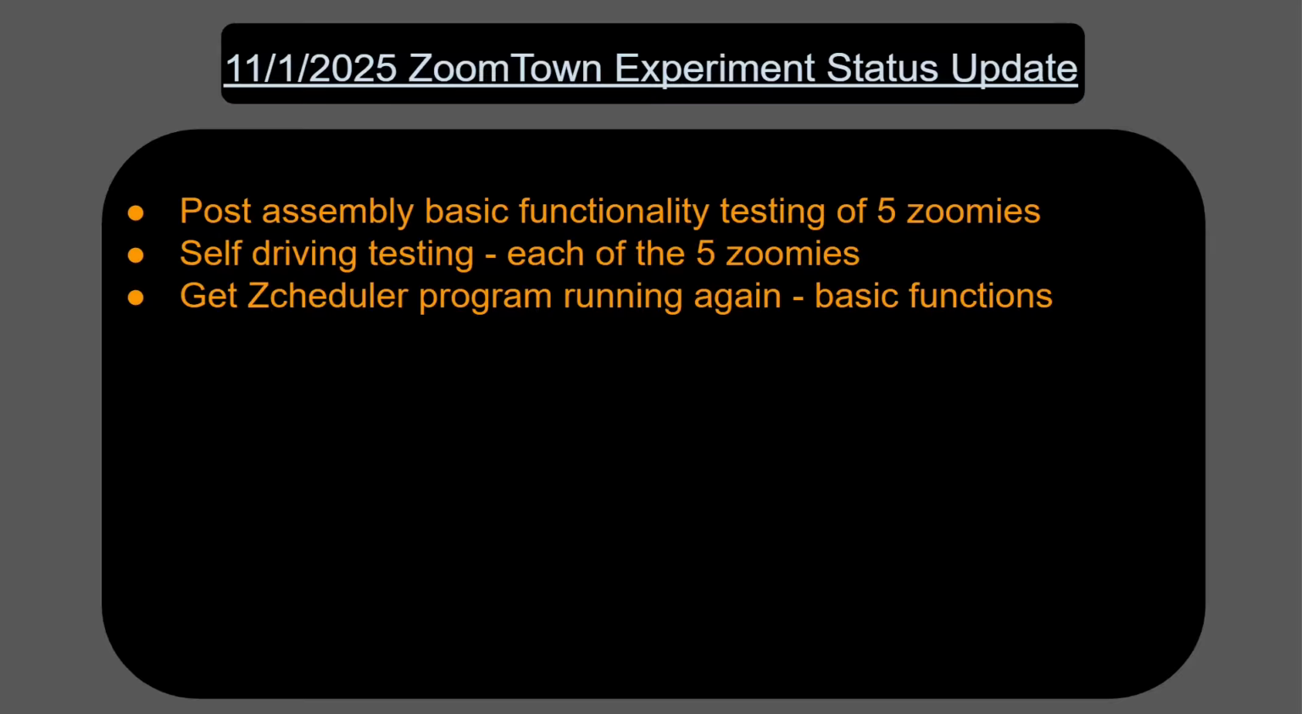The next step is to get the scheduler program running again with basic functions. The scheduler program we don't talk a lot about historically, and we probably won't go into code details in the future either. If you would like for me to discuss all the code details for the scheduler program, let me know in the comments below, and I'll try to create something along the way. But the scheduler, its primary function is to basically manage the experiment.